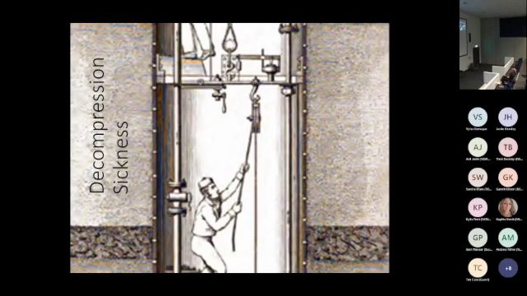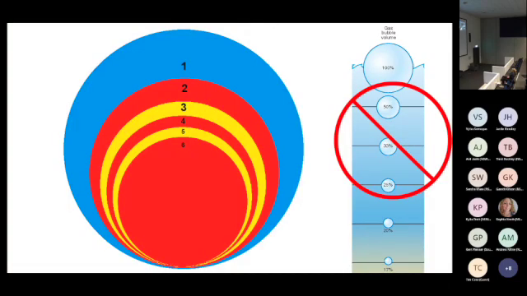But when we talk about decompression sickness, it's not really barotrauma in the sense of barotrauma. So when we go back to the schematic of diameters and volumes, remember, it's not bubble size.